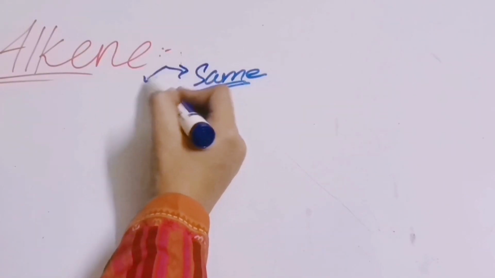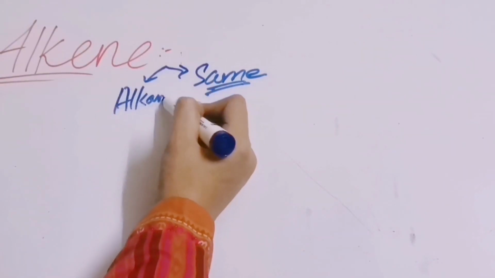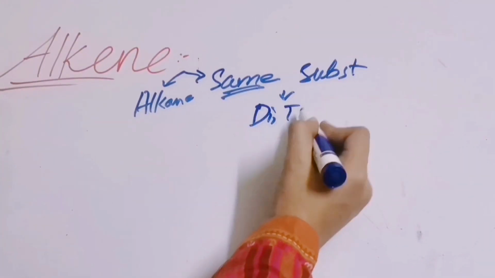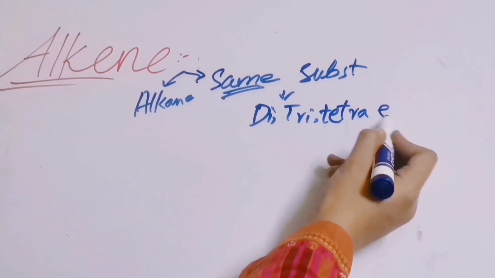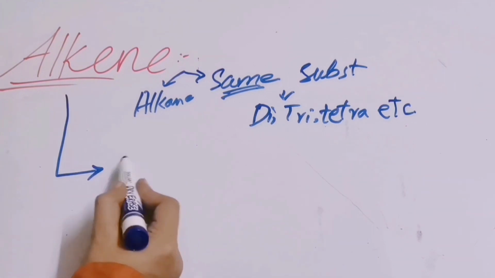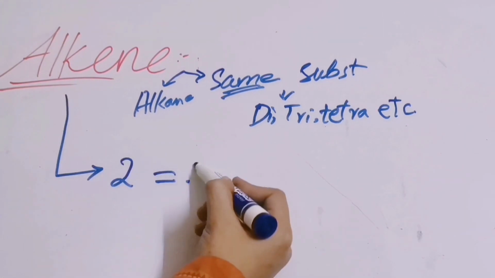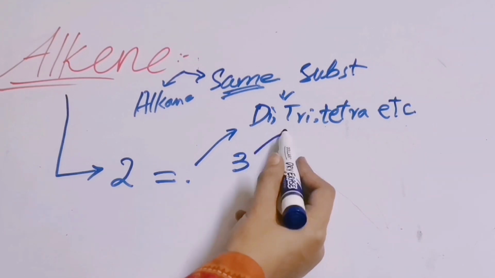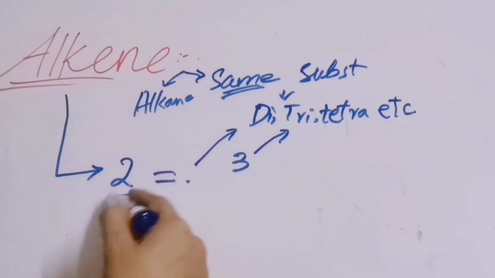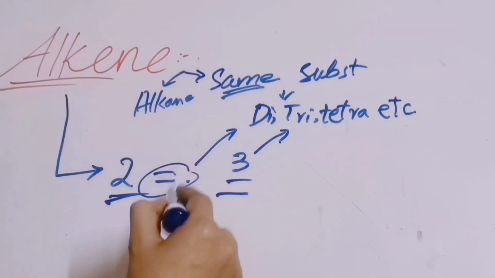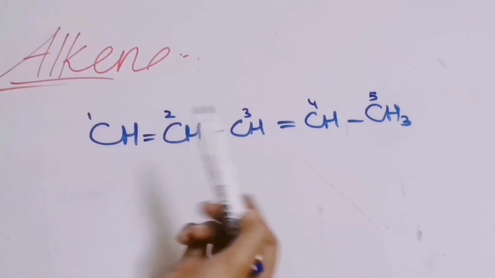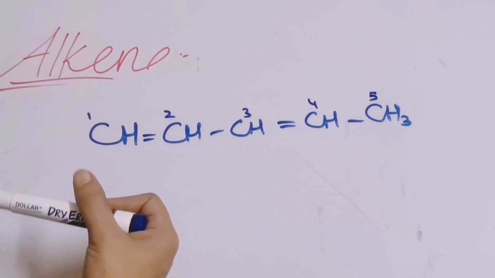In alkanes we were saying that if we have the same substituents present, we will write the prefixes di, tri, tetra, etc. And in case of alkenes, if we have 2 double bonds present, then we will use di. If 3 double bonds are present, then we will use tri, and so on. So for alkenes we are using the prefixes for the double bond. Now in this example, if you write the numbering from this side or from that side, the double bonds will get the same numbers.